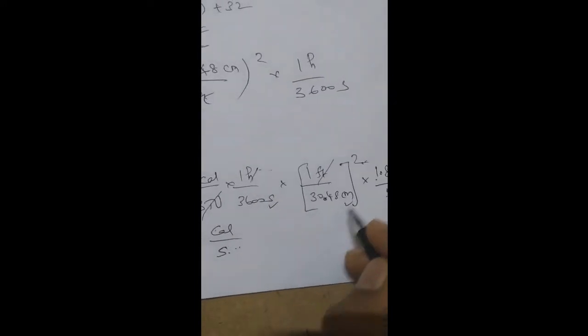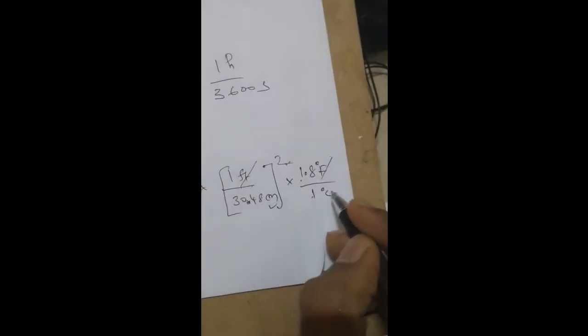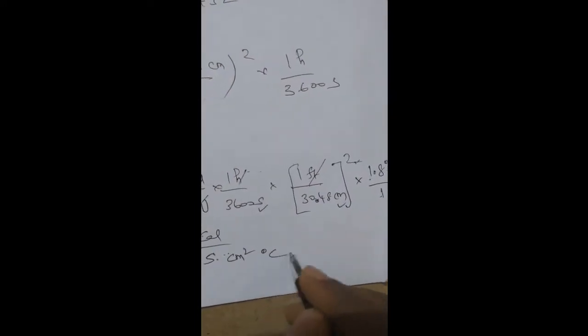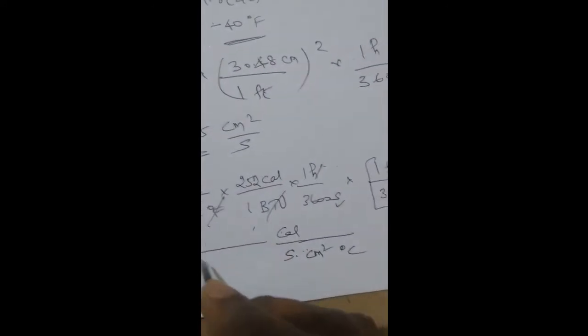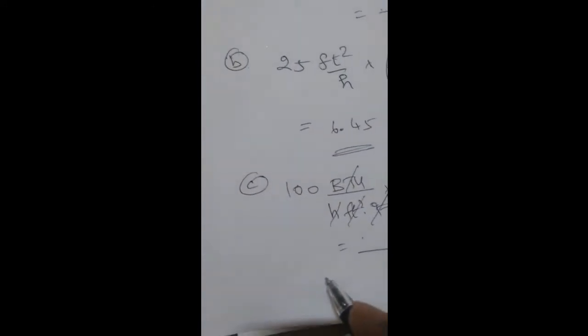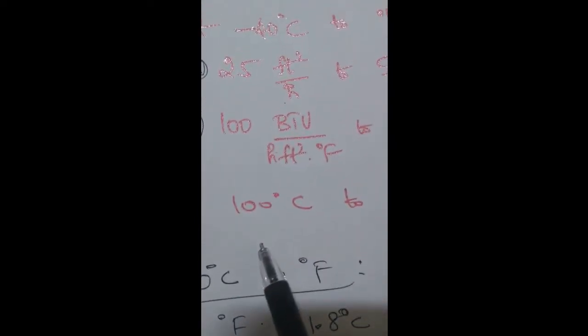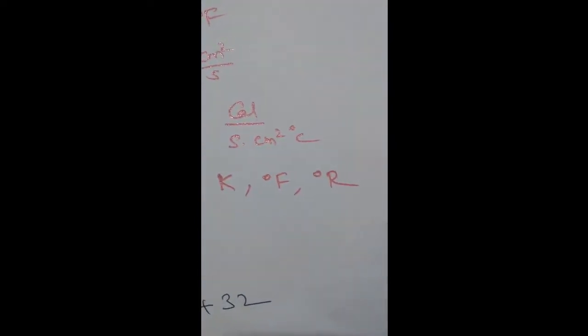Then Kelvin square Celsius. So report the values here. And then we have to do 100 degree Celsius to Kelvin, degree Fahrenheit and degree Rankine.